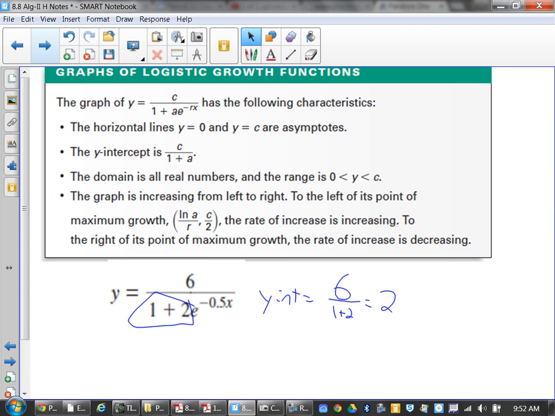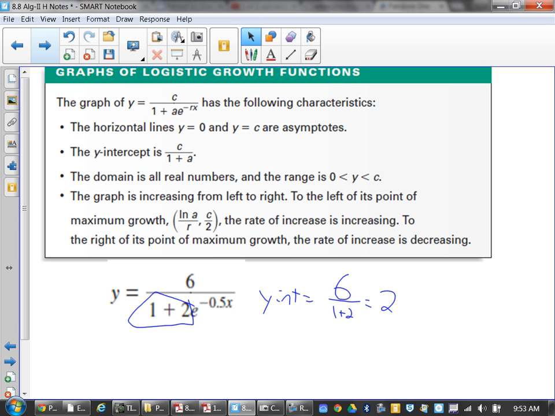Your y value is just your numerator divided by 2. 6 divided by 2 is 3. So here's 1, here's 2, 1.39 and 3, there's our maximum growth.